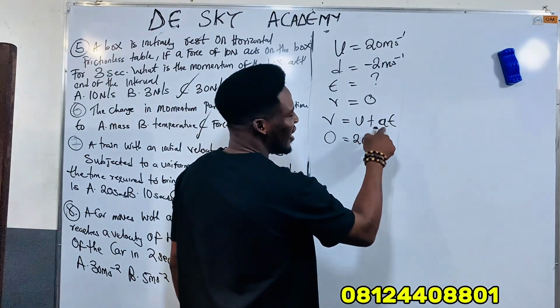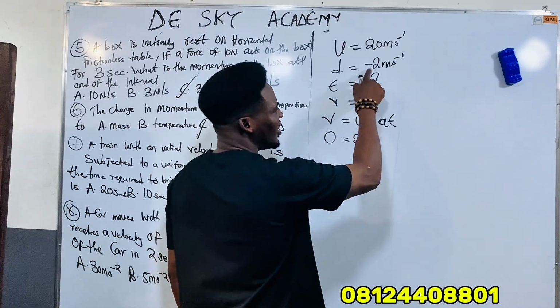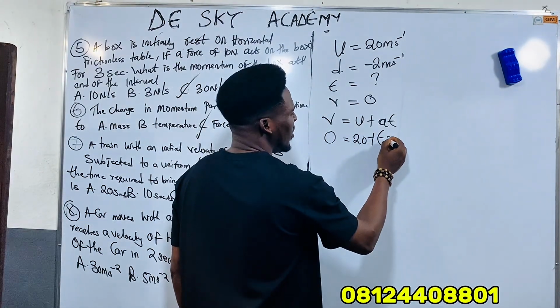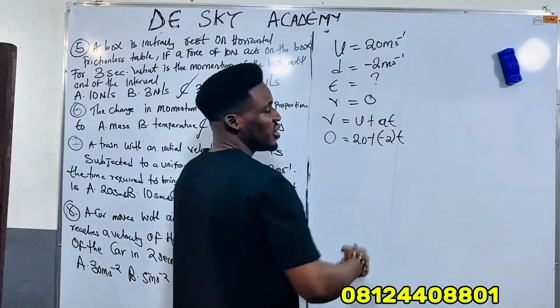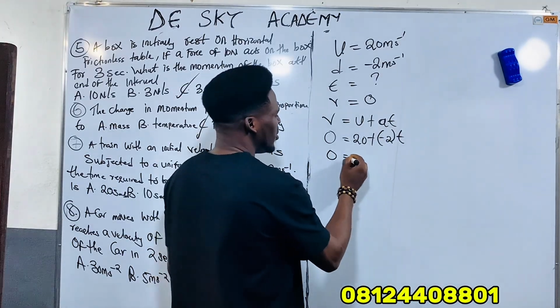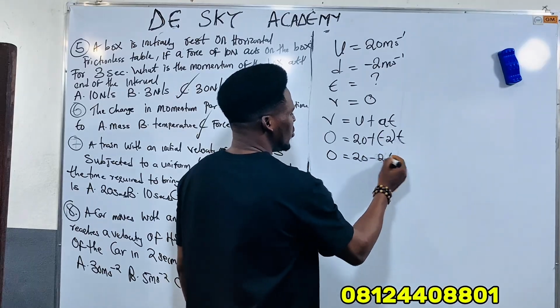Remember that A here is acceleration, but it's deceleration. And what is deceleration? Minus. I have it as minus 2 times t. So that means plus minus is what? Minus. I have it as 0 is equals to 20 minus 2t.